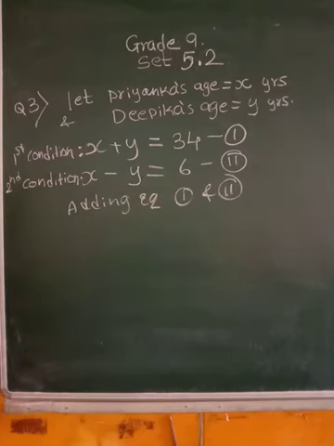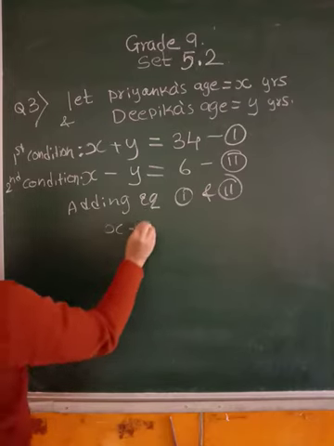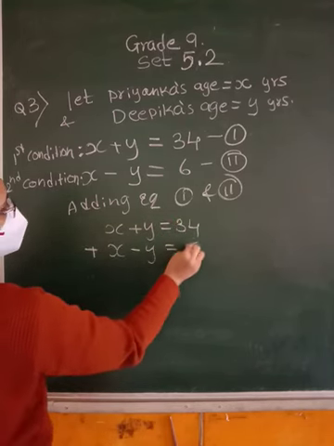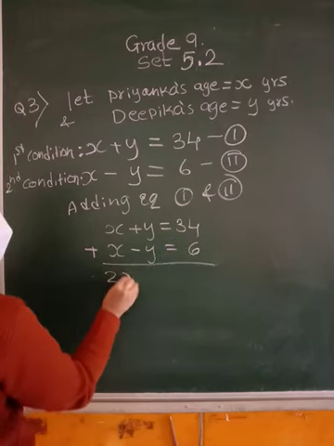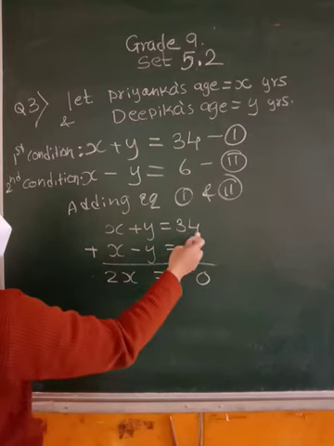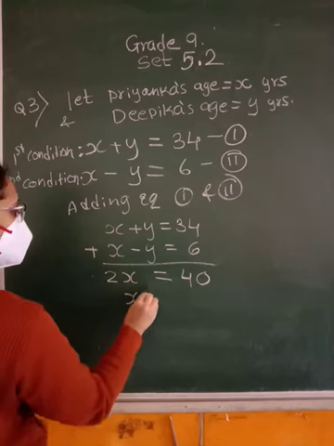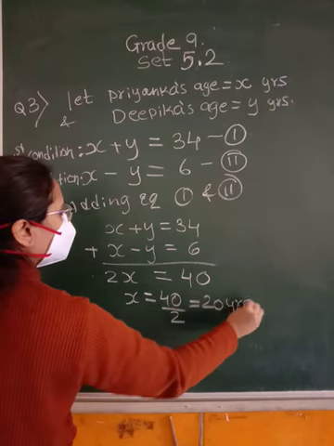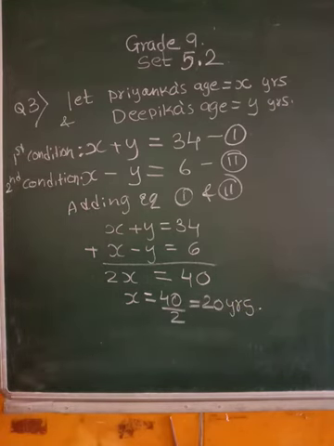So we write adding equations 1 and 2. What do we get? Just see after addition. We have x plus y is equal to 34 plus x minus y is equal to 6. So 2x will be equal to 34 plus 6 is 40. X will be 40 upon 2, which is equal to 20 years. Alright. So first answer we got. We have to find their today's age. So x is whose age? Priyanka's age. Alright. So Priyanka's age we got equal to 20 years.